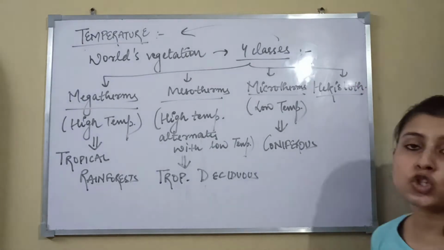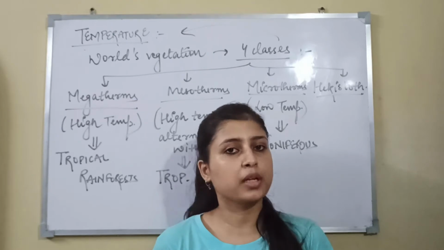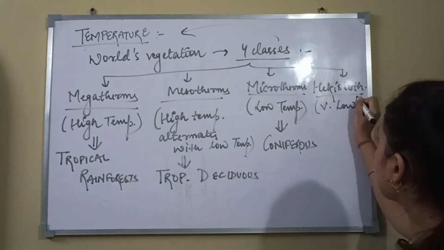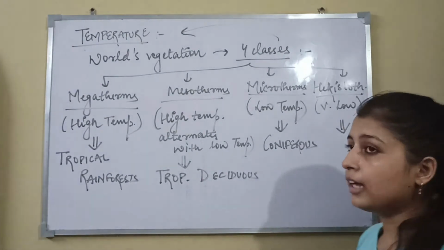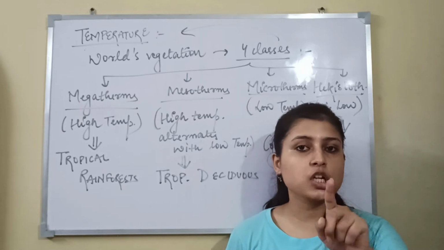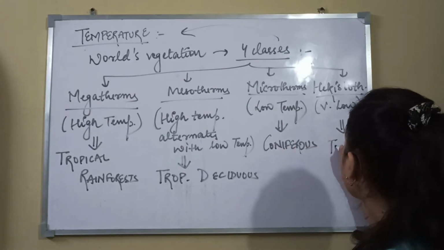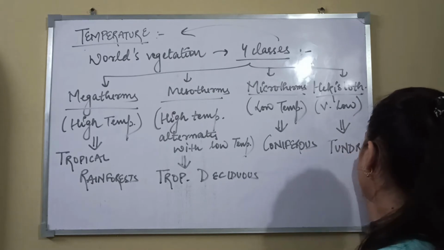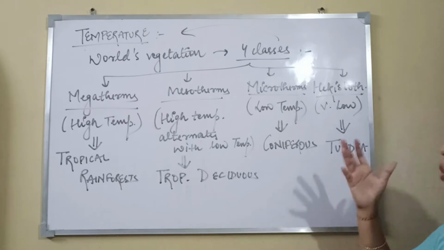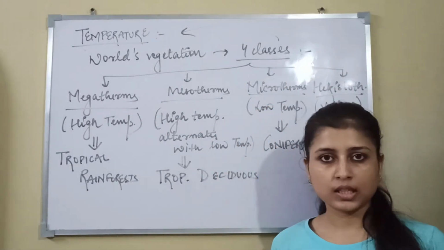And in hekistotherms, you have very low temperatures, like extremely low temperatures. ठीक है? और यहाँ पर आपको याद करो वो ग्राफ, सबसे नीचे -°C में कौन सी वेजिटेशन थी? टुंड्रा. So यहाँ पर आर्कटिक एंड अल्पाइन टुंड्रा आएगा. ठीक है? So these are the world's vegetation divided into 4 classes, right?